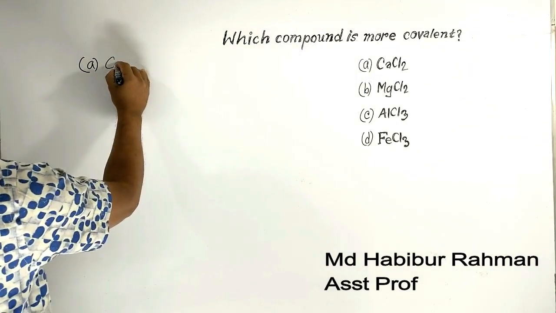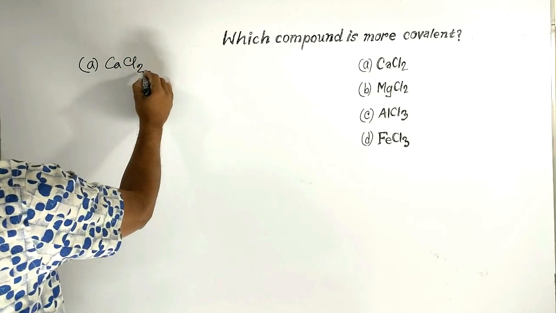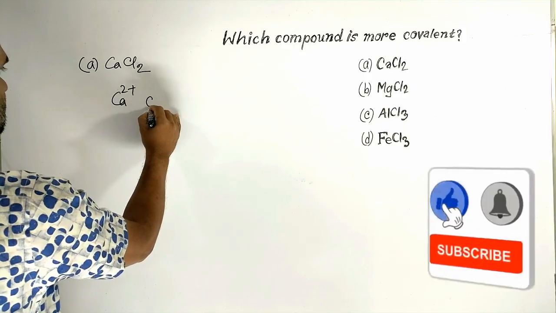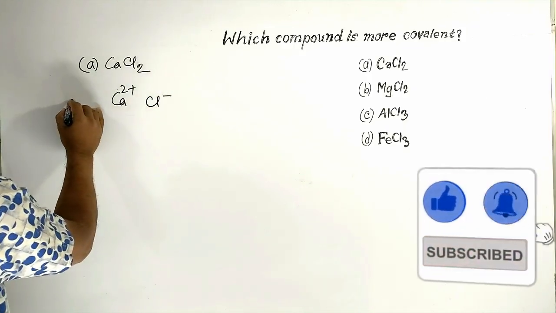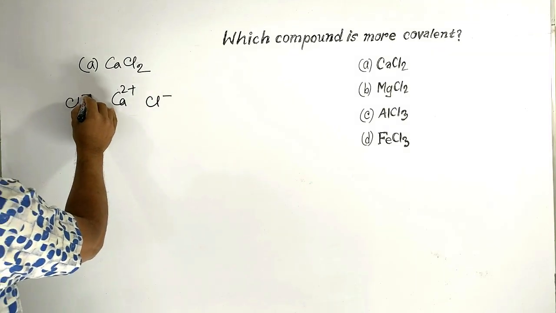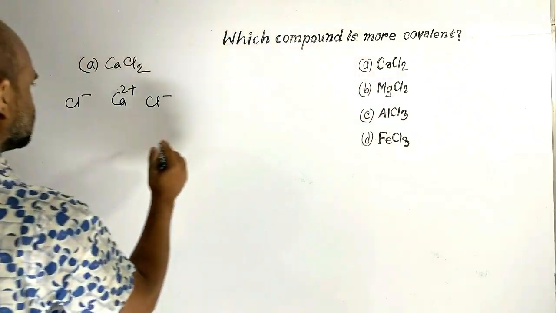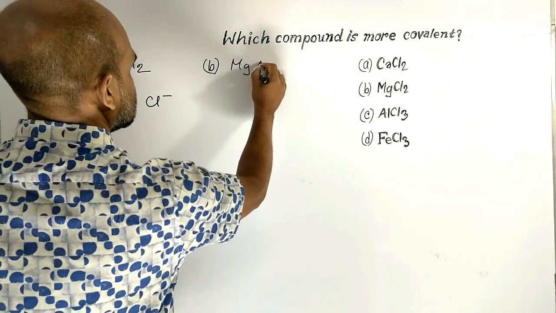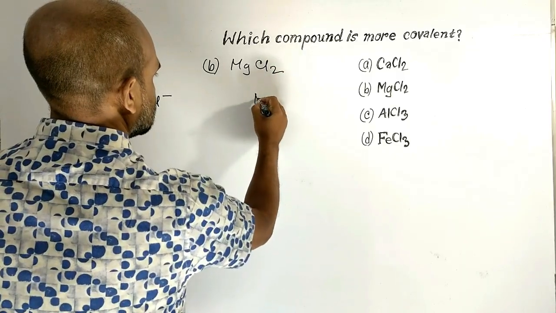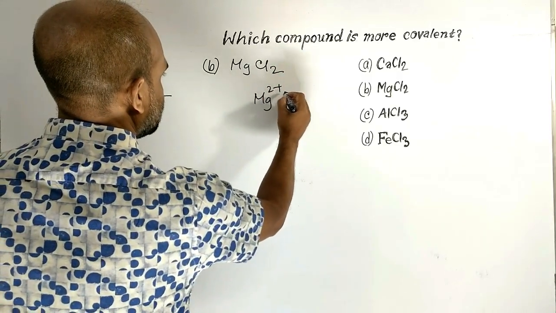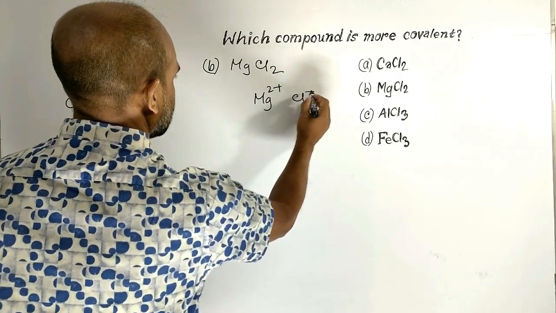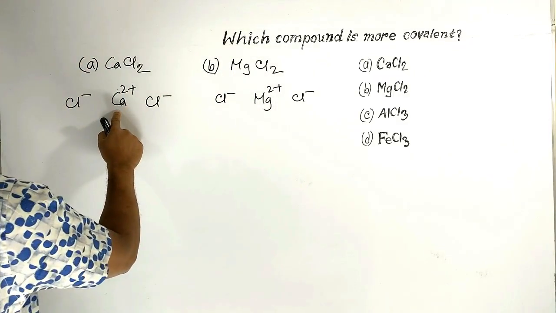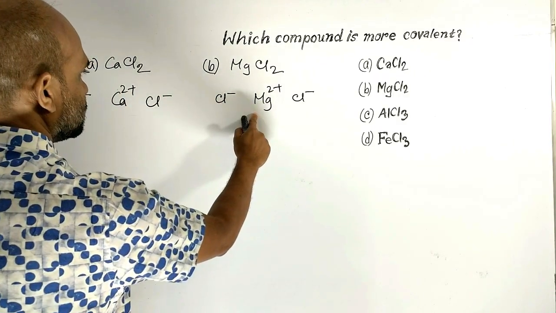Calcium chloride. Here, calcium 2 plus ion, chloride ion, chloride ion. Then same charge, magnesium chloride, magnesium 2 plus, chloride ion, same charge, calcium 2 plus, magnesium 2 plus.